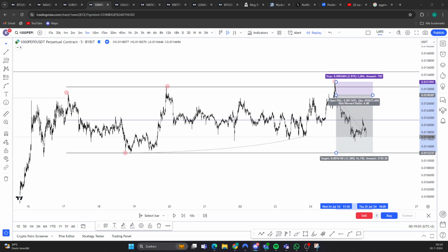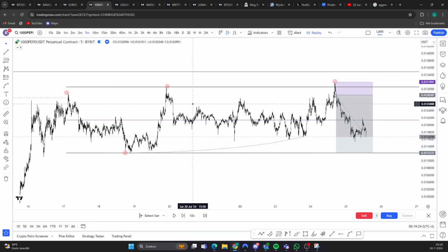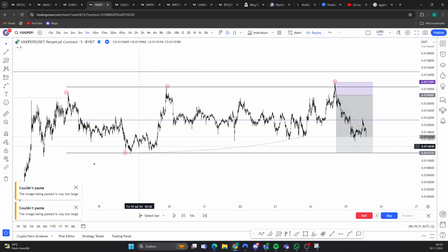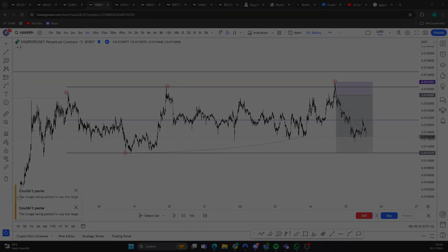But just to show you guys, which day was this? The 24th. Oh, I'm way back. One second, guys. Oh, it's in the altcoin. There you go. Boom. Copy and paste this. The image couldn't be copy and pasted. Nice. It's way too large. Then let's just do it like this.